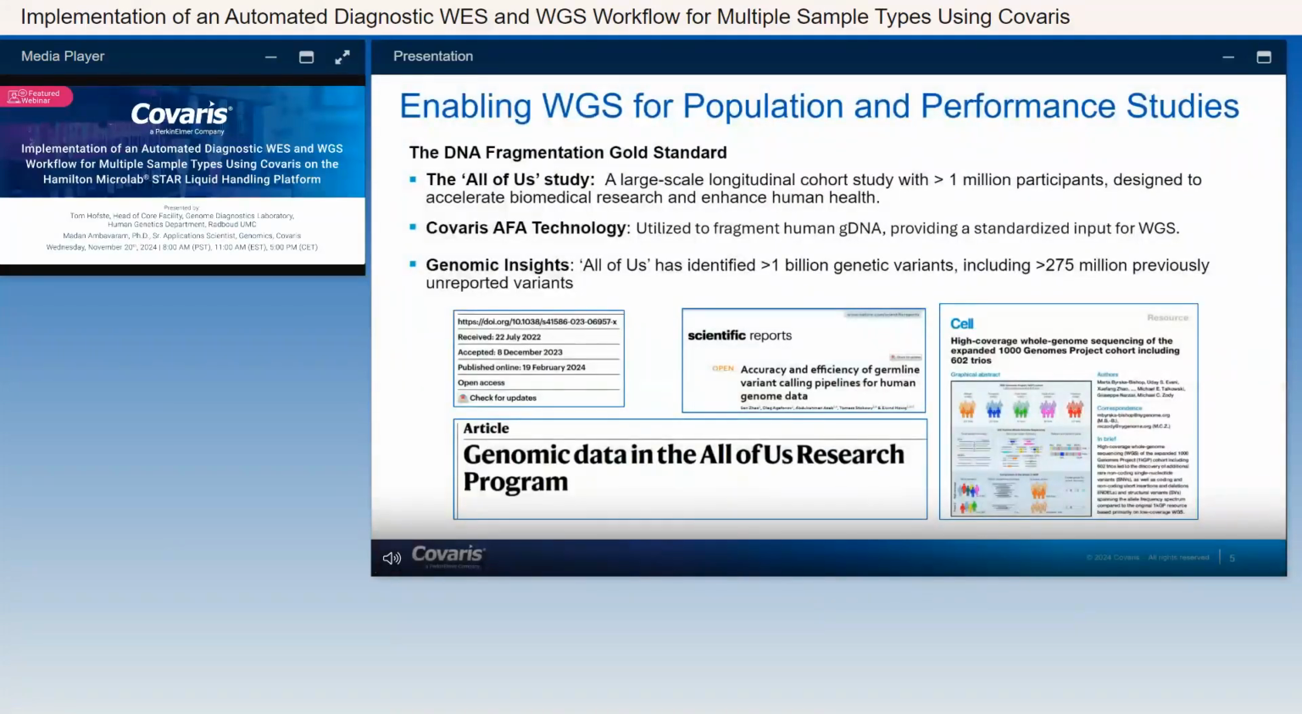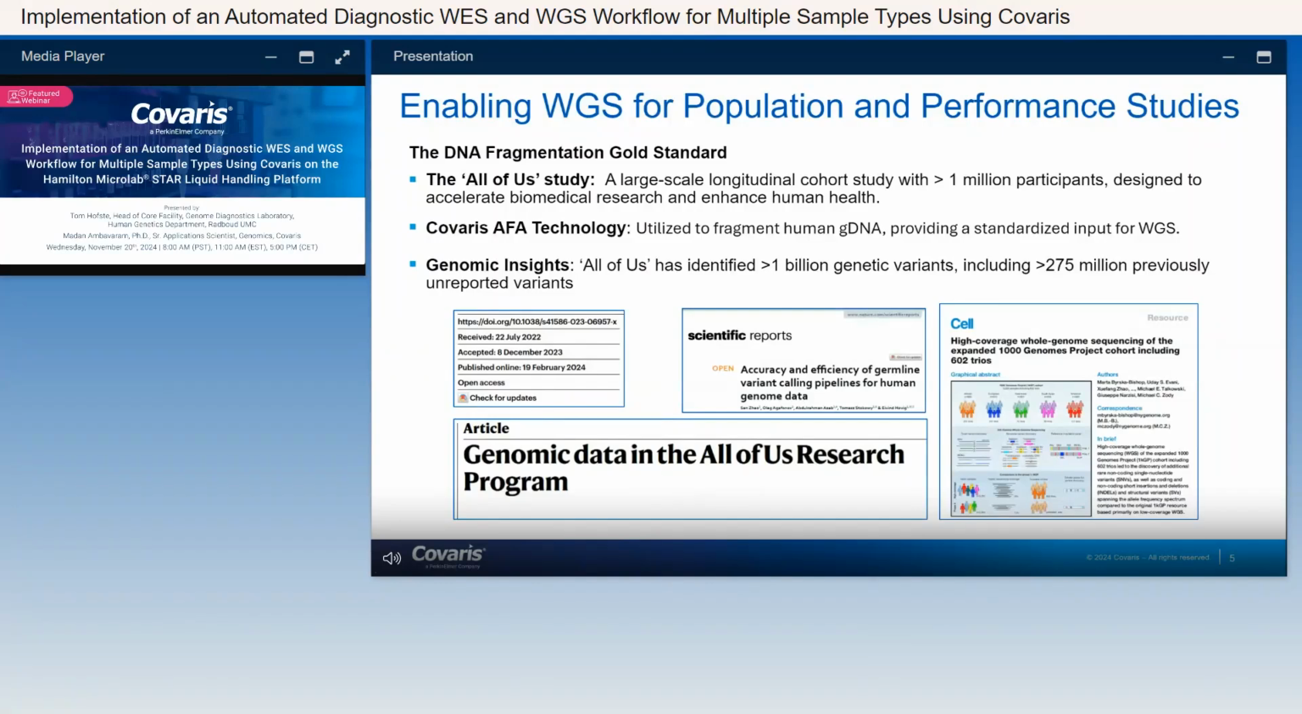Speaking about enabling whole genome sequencing for population and performance studies, here is a case study showcasing Covaris technology in the All of Us research program, where Covaris was utilized to fragment human genomic DNA, enabling whole genome sequencing for large-scale population and performance studies.